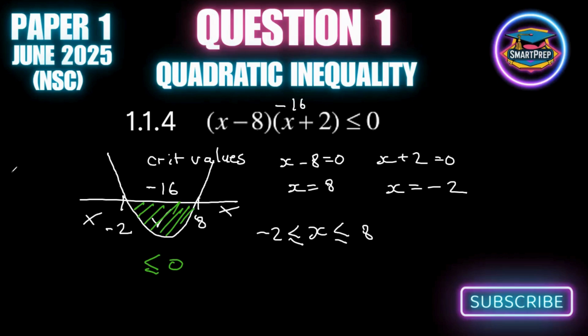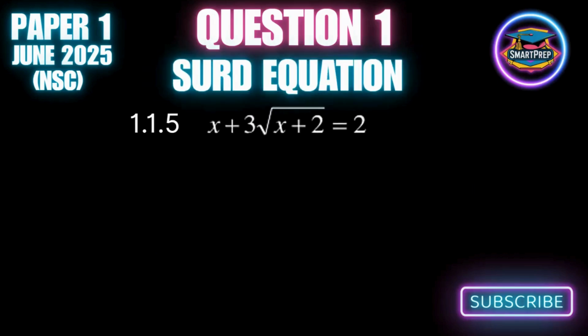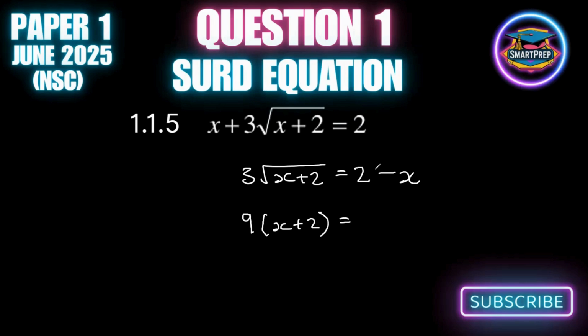Now the next question asks, well, we have a surd here, a surd equation. And so what we need to do here is take the x to the other side and then square both sides. So we get 3 over x plus 2 equals 2 minus x minus 3. Oh, no, the 3 is there. And then what we can do is we square both sides. So we get 9 times x plus 2. And when we square this, we get 4 minus 4x plus x squared.